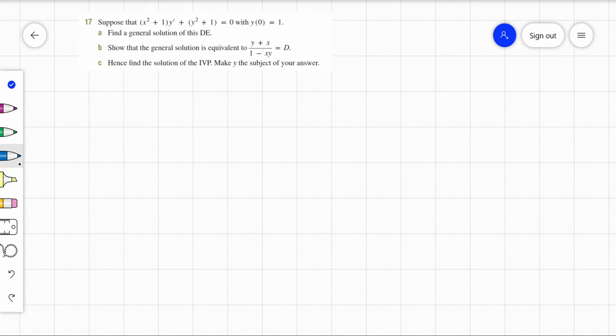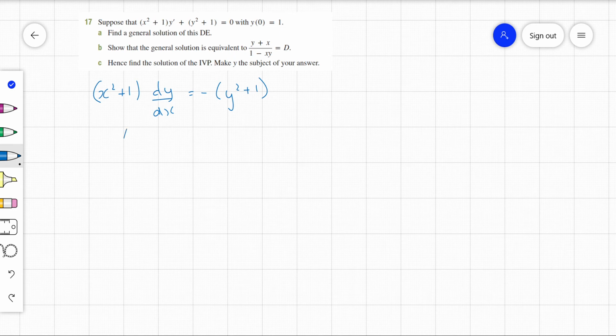So we want to find the general solution of this differential equation. So let's have a look. Hopefully it's separable. So we've got x squared plus 1 dy dx, so that's y dash. I'm going to put the y squared plus 1 on the other side. So I've got y squared plus 1. And you see it will be separable.